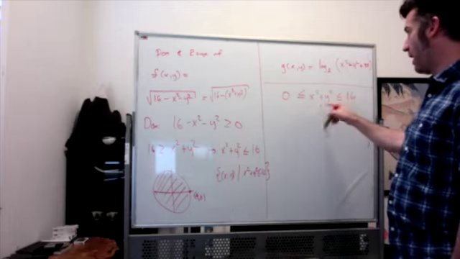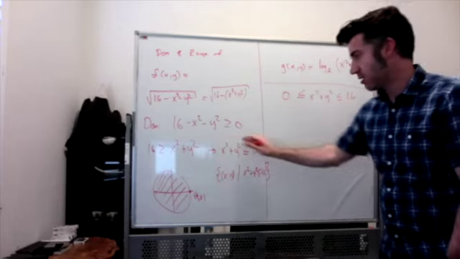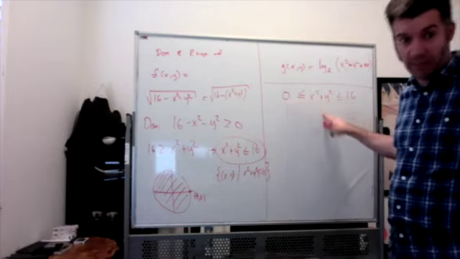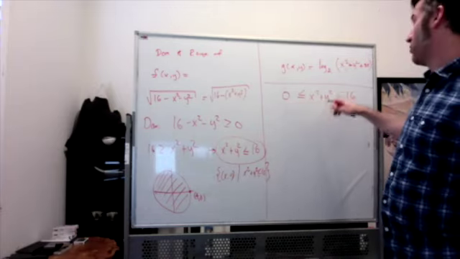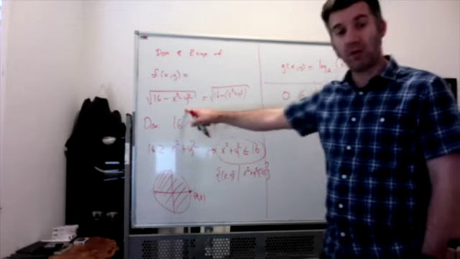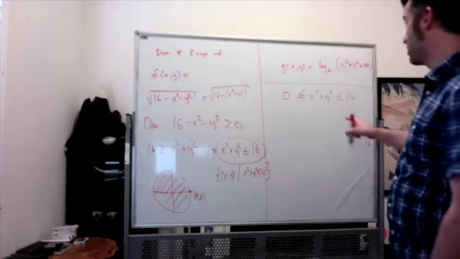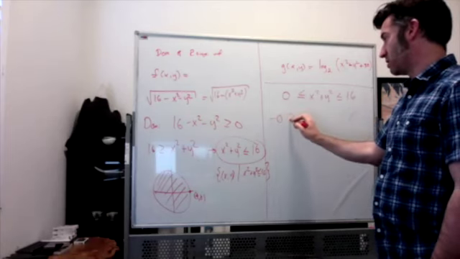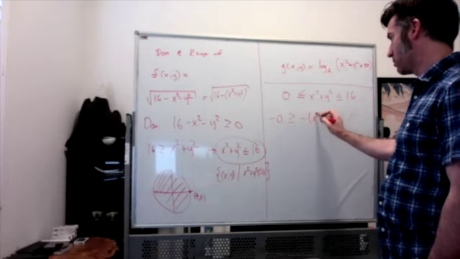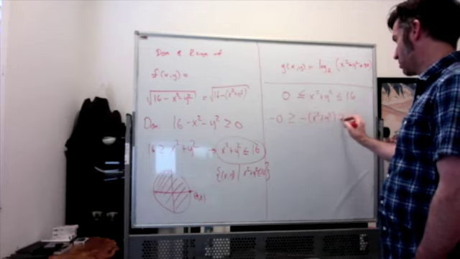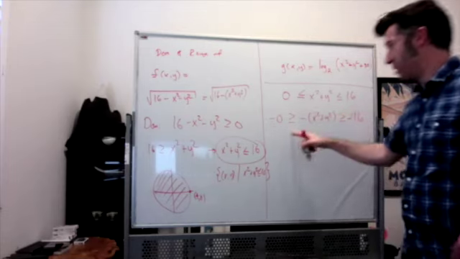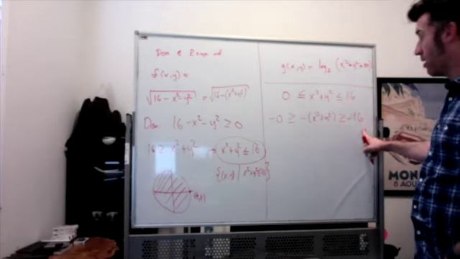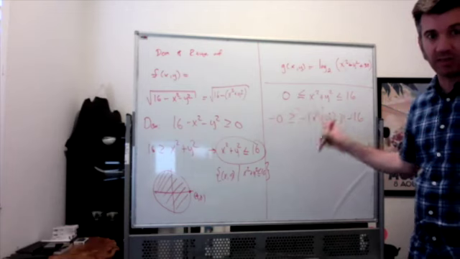So I know I have this. It's got to be less than or equal to 16 because of the domain. It's got to be greater than or equal to 0 because it's x squared plus y squared. And then we're going to try and make this look like your function. So first, negate everything. When you do the negative of everything, you change the order of the inequality. So you get 0 bigger than or equal to negative x squared minus y squared bigger than or equal to negative 16. Then add 16 to each part of the inequality.